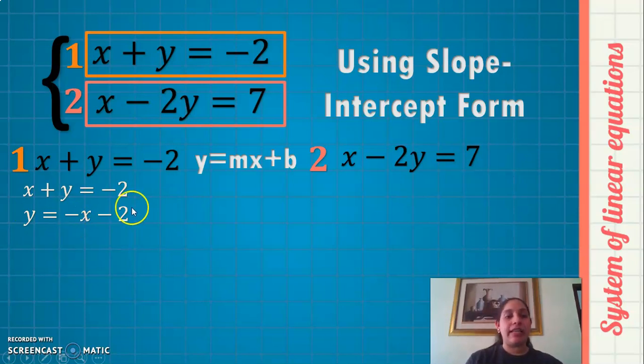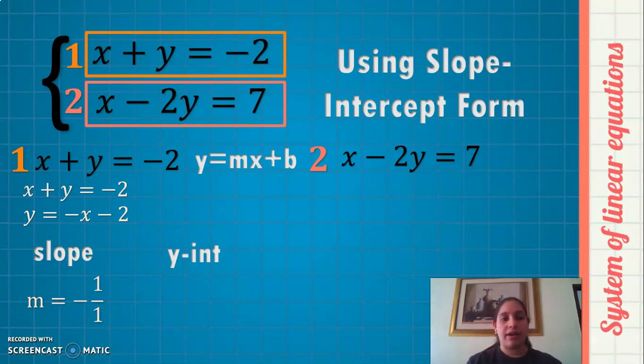Now that I have my slope-intercept form, I need to define which one is my slope and which one is my y-intercept. Okay, how am I going to do it? Well, my slope is the m I have in here. So the number next to the x is my slope. In this case, I have an imaginary 1 in here, because you cannot see the 1, but it's a 1. And negative because the x is negative. So this means I have a negative 1 here. And my slope is negative 1 over 1. Don't forget that a slope always needs to be in a fraction.